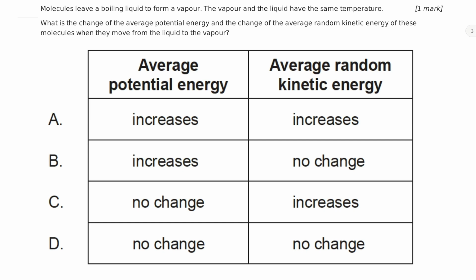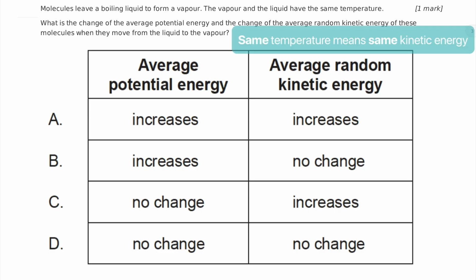Molecules leave a boiling liquid to form a vapour. The vapour and liquid have the same temperature. What is the change of the average potential energy and the average random kinetic energy of these molecules when they move away from the vapour?